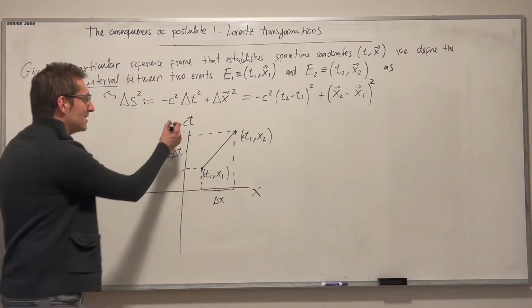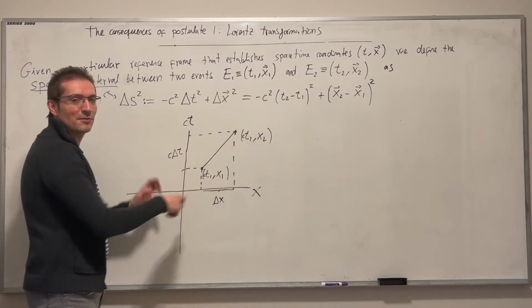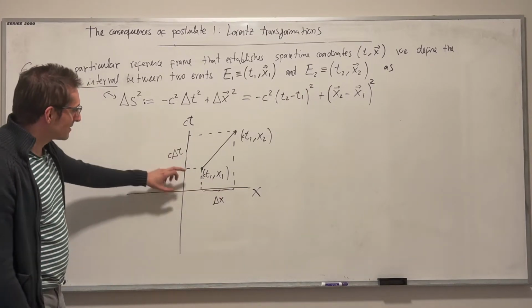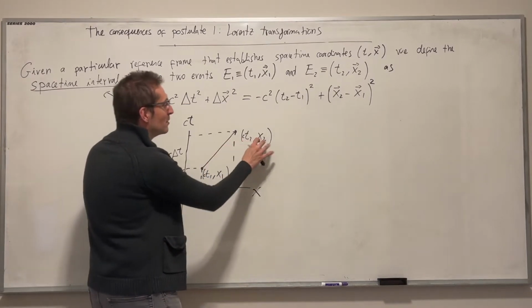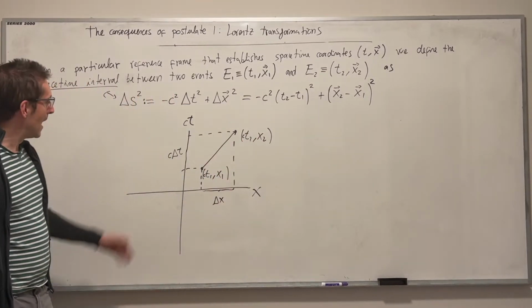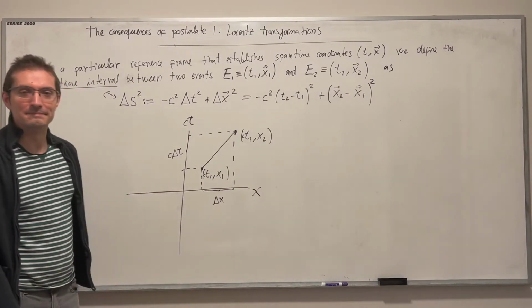And I also added a C here to make the same dimensions for the axis. So this is c t1, x1, that's the first event. And this is c t2, x2, that's the second event, okay? And this is ct, and this is x, right there.